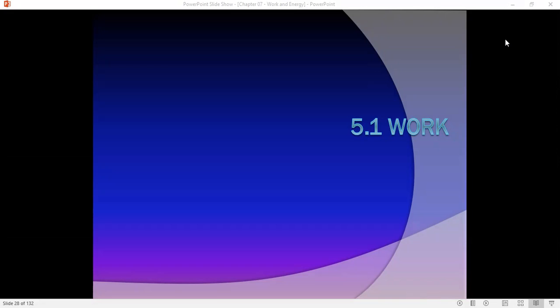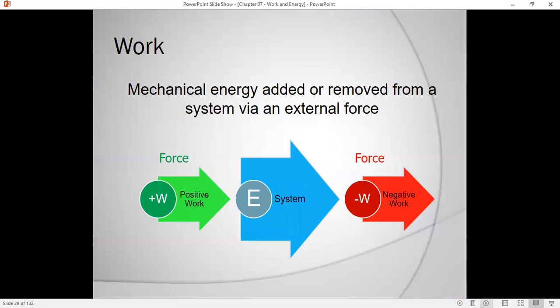Okay, let's look at work. So, work is mechanical energy that can be added or removed from a system. And we do this through some force.